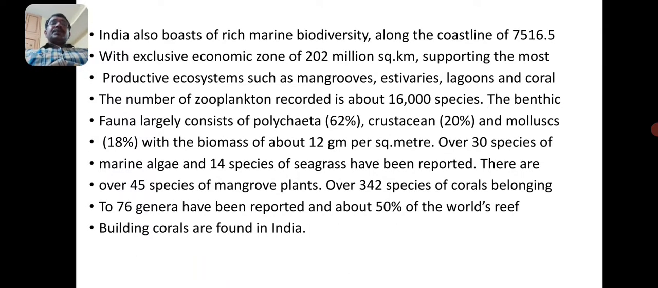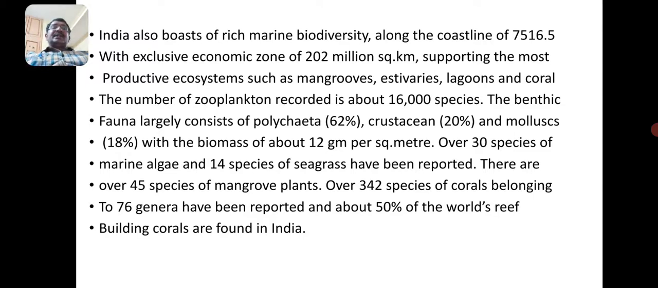India also boasts rich marine biodiversity along its coastline of nearly 7,516.5 kilometers, with an exclusive economic zone of 2.02 million square kilometers, supporting most of the productive ecosystems such as mangroves. In the lagoons of the coral reefs, the number of zooplankton records is nearly 16,000 species.